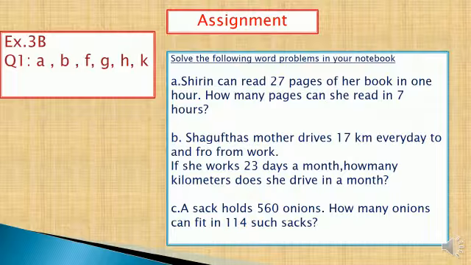Here the assignment is given. Exercise 3B, question 1, A, B, F, G, H and K. Do in your notebook. And solve these word problems in your notebook. Practice makes perfect. So children, practice very well.